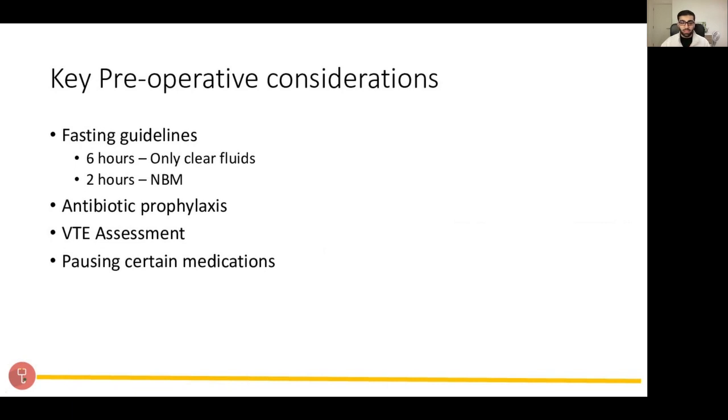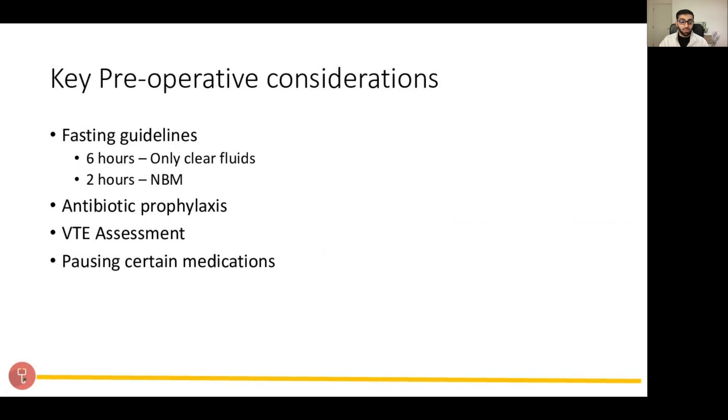So we've talked about a lot of comorbidities and medical issues, but let's talk about some logistical things now as well. Firstly, one thing that comes up a lot in exams is fasting guidelines, and this is also something you should generally be aware of as a new F1. So the two numbers that you really need to remember are 6 hours and 2 hours. After 6 hours, patients can only have clear fluids, so they can't have any food after the 6 hours. Between 6 hours and 2 hours is when they're allowed clear fluids, and then 2 hours before a procedure is when they need to be nil by mouth.